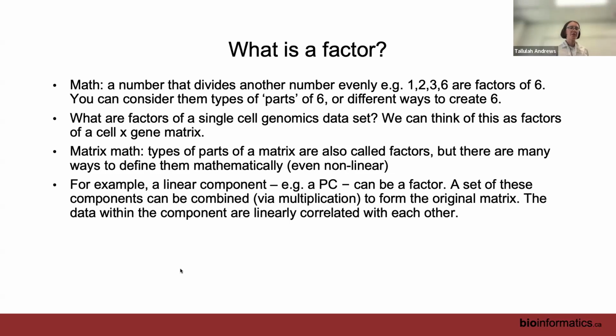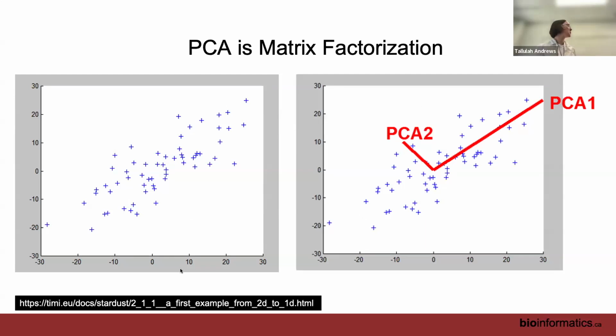So the main example we've been using so far is PCA. So PCA does matrix factorization, and your different principal components are your different factors. If you take your sets of matrices you get out from PCA and multiply them together, you'll get back the original matrix. Right, so we already talked about PCA. So here's another example of some data where we would pull out PC1 along this axis and then PC2 along that axis.